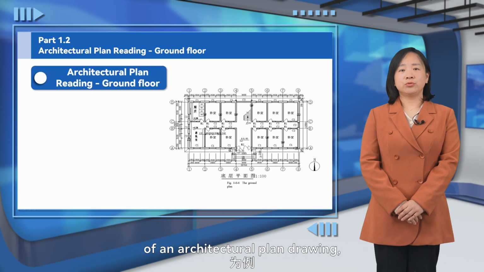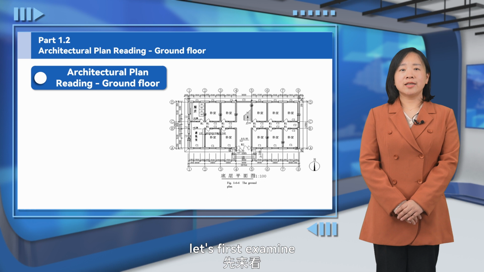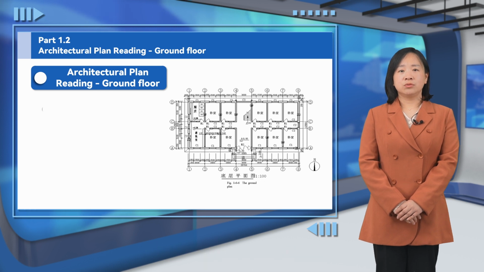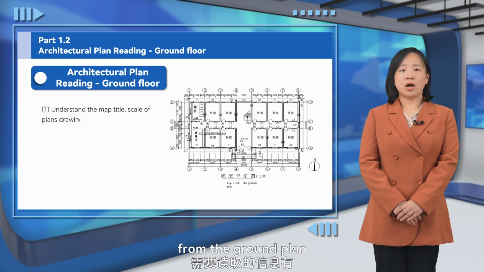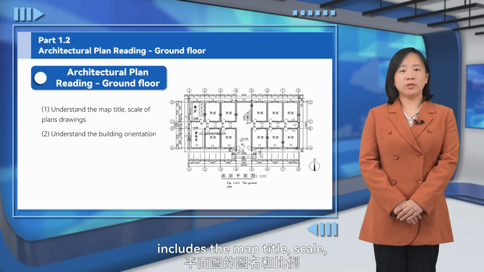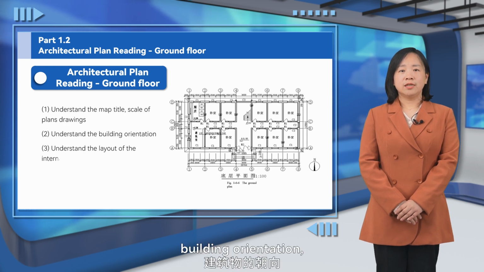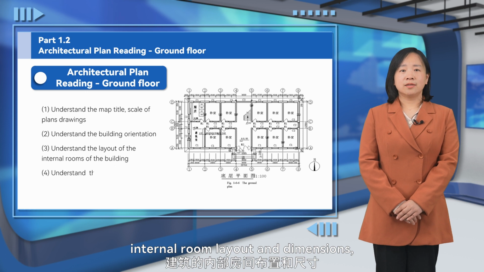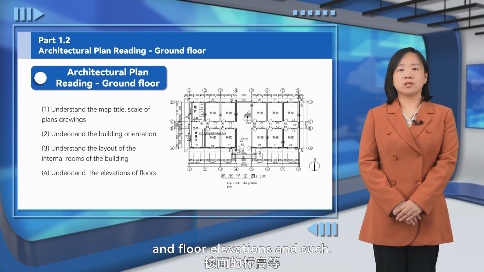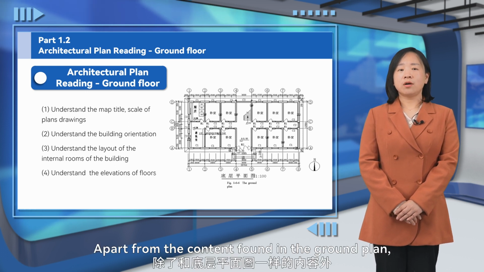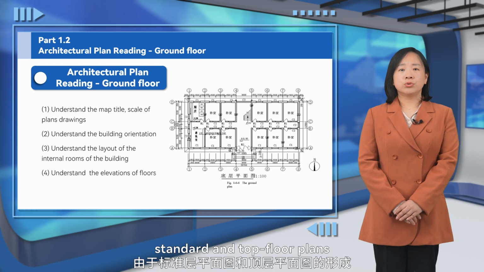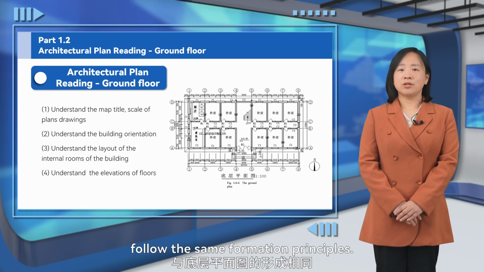Taking an example of an architectural plan drawing, let's first examine the ground plan of the building. Information to be extracted from the ground plan includes the map title, scale, building orientation, internal room layout and dimensions, and floor elevations and such. Apart from the content found in the ground plan, standard and top floor plans follow the same formation principles.